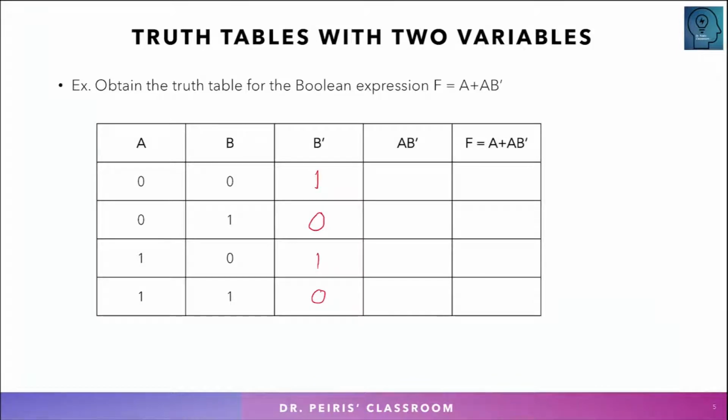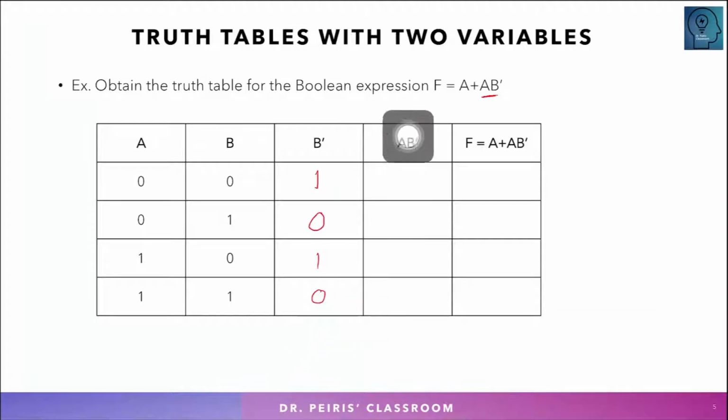Then once we finish that, we check if there is any parenthesis. In this question there are no parentheses, and the next thing is to do the AND operator. We have an AND term here, which is AB prime, so this column is for the AND operator between A and B prime. You must look at the columns A and B prime and do the AND between these two.